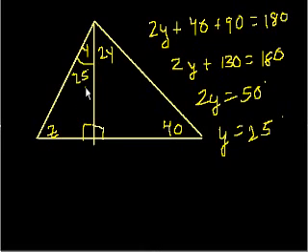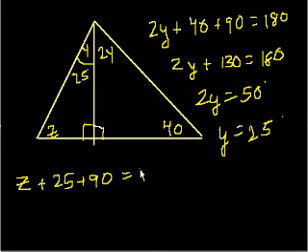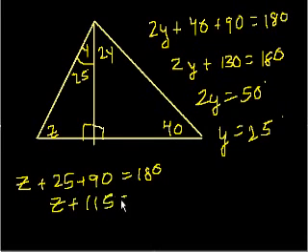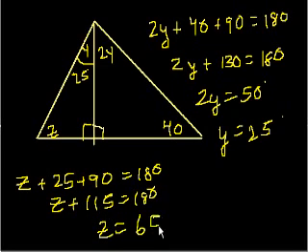I really wish I could read this problem. I'm pretty sure they drew in a little perpendicular thing. But anyway, we might have been able to address it even if they didn't. But if y is 25, then we know that z plus 25 plus 90 is equal to 180. z plus 115 is equal to 180. Subtract 115 from both sides. What's 80 minus 15? It's 65. And the choice is C.